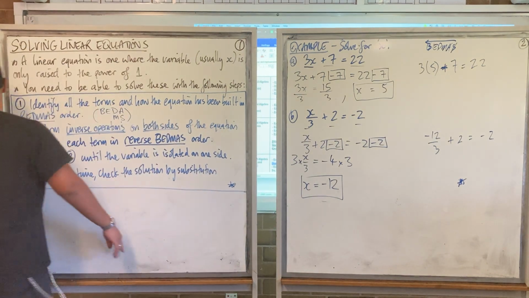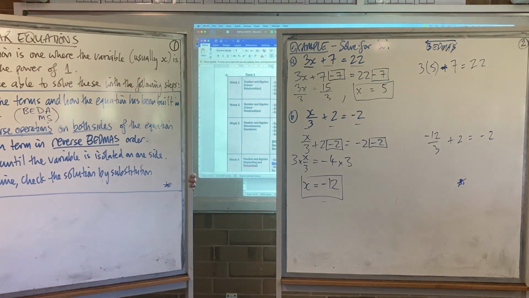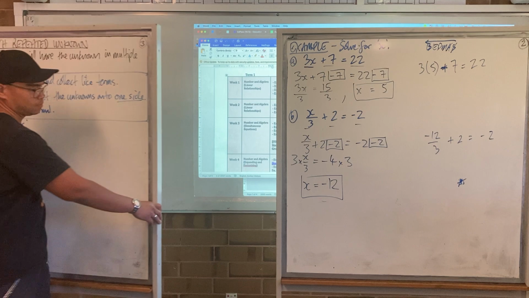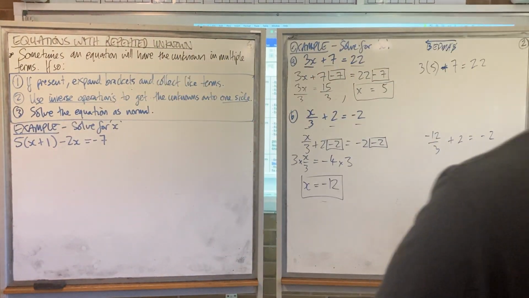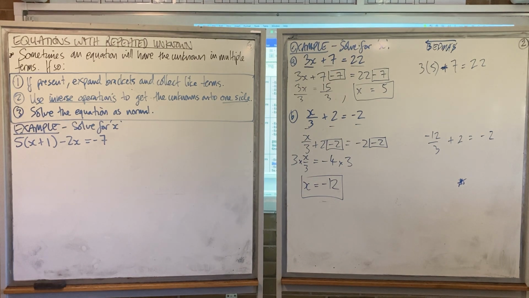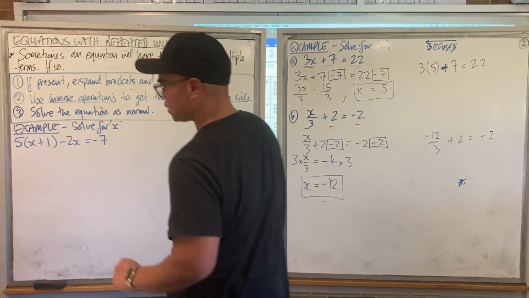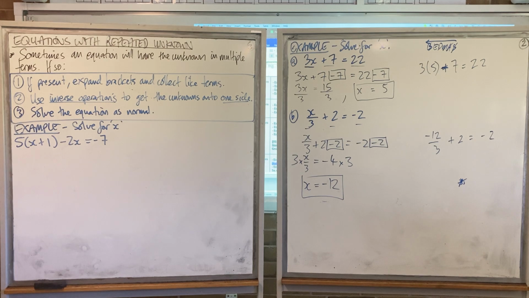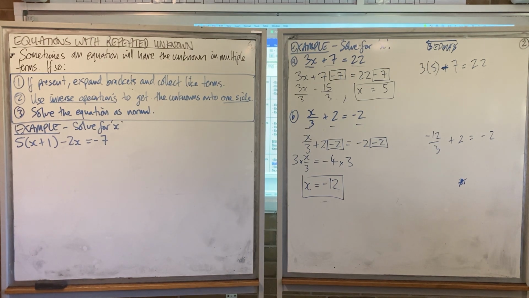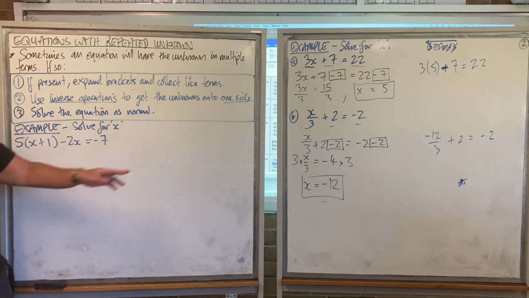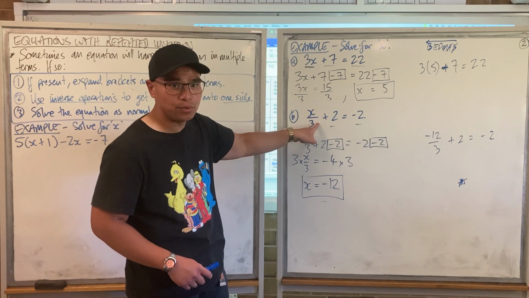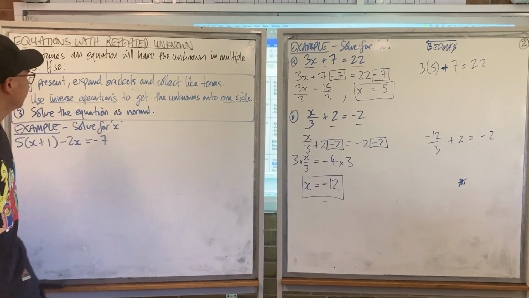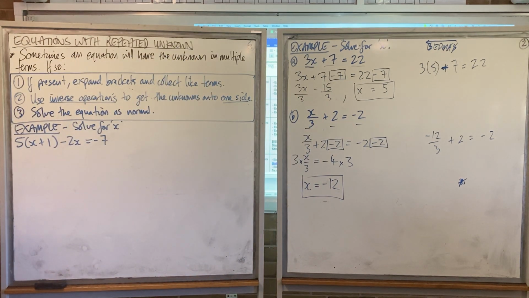All right, last thing. Is that on there? This is not any different to what you've done, but it's an extension. You have to be able to deal with equations that have a repeated unknown. Sometimes an equation will have unknown in multiple terms. How many unknowns do I have here? 1. How many unknowns do I have here? Only 1. I need to give you techniques for dealing with more than one unknown.